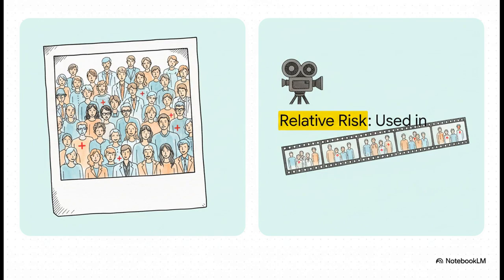And finally, prevalence ratio. This one's for what we call cross-sectional studies. The best way to think about it is like taking a single photograph of a population at one specific moment. It tells you who has a disease right now. But relative risk needs time. You have to follow people over the years to see how things change. So if prevalence ratio is a snapshot, relative risk is the whole movie.